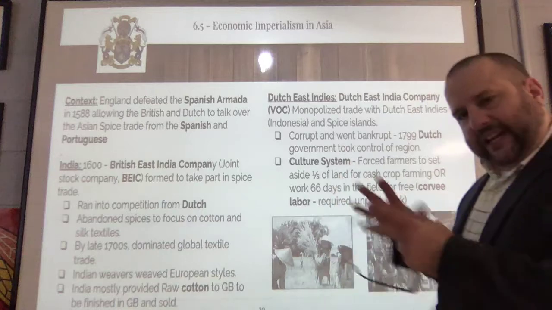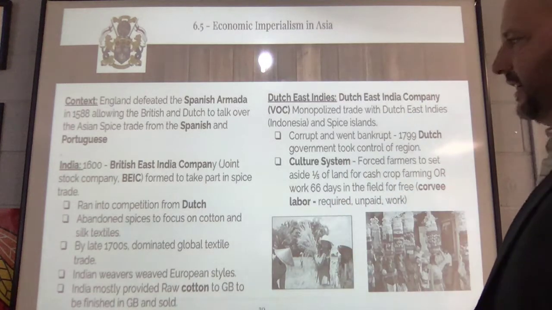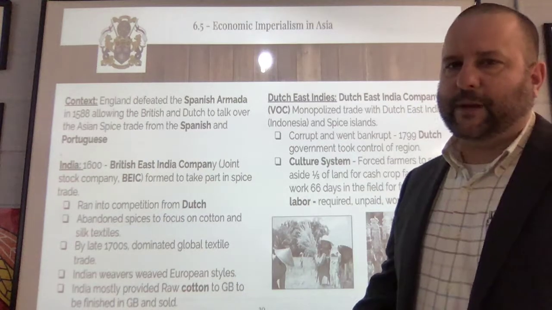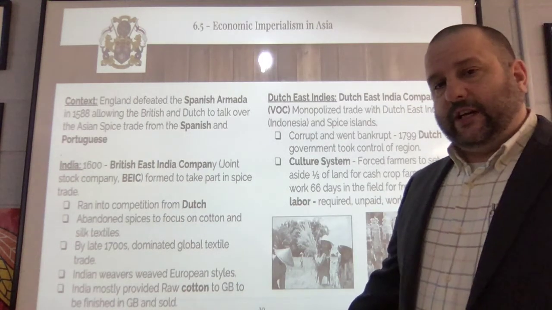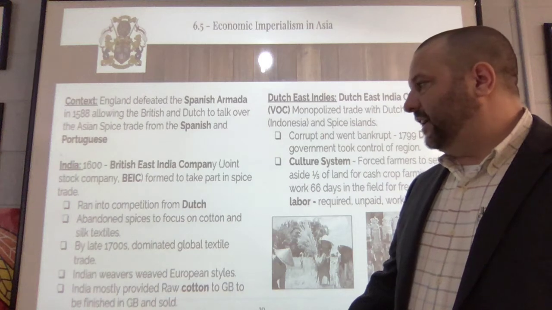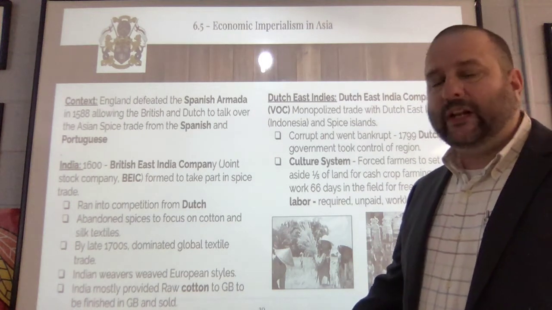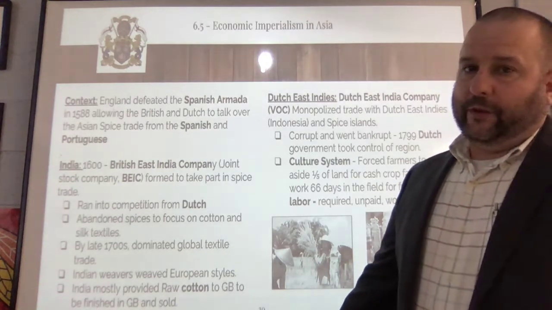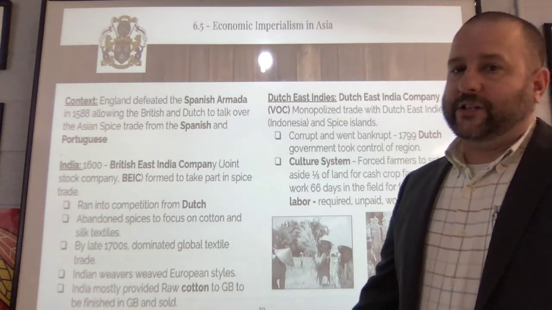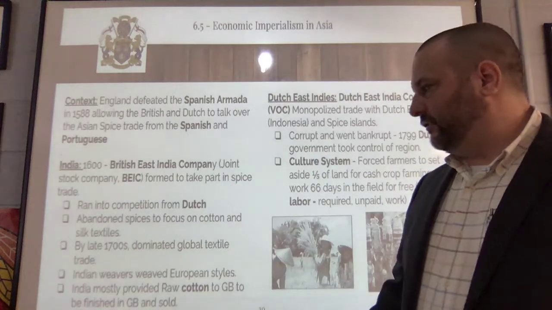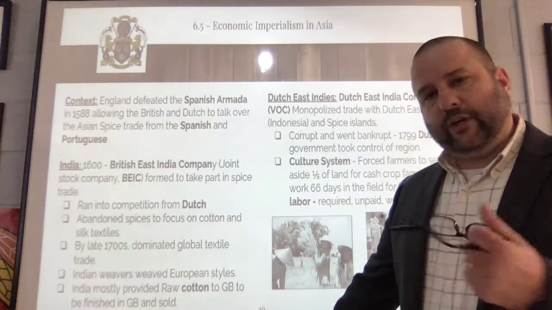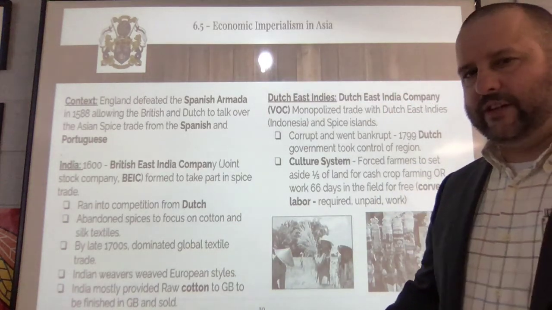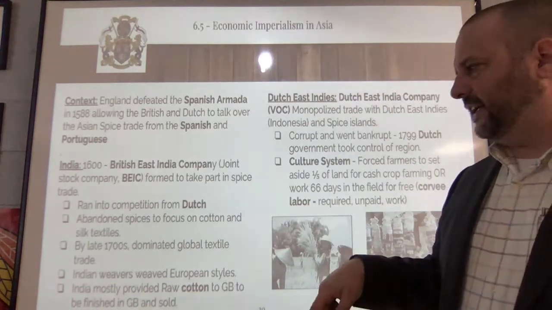Let's break it down even further. India. By 1600, we know that the British East India Company was formed to take part in the spice trade. As I mentioned several videos ago, the East India Company was really the governing factor of India for a long, long time. Here's the problem, though. They run into competition from the Dutch, stepping on each other's toes. Throughout this transition, they will abandon spices to focus on cotton and silk textiles. The bigger money is obviously in cotton.